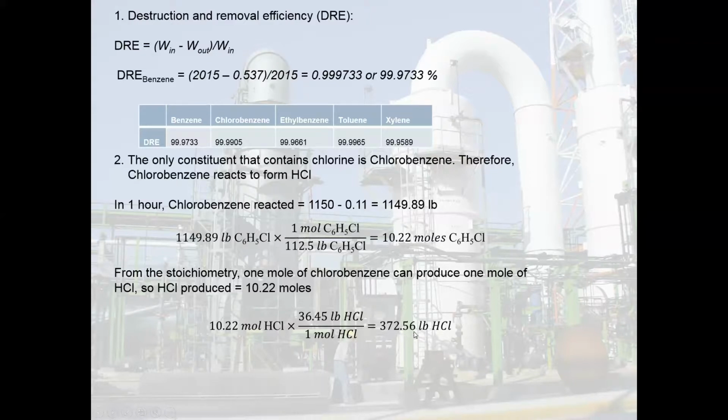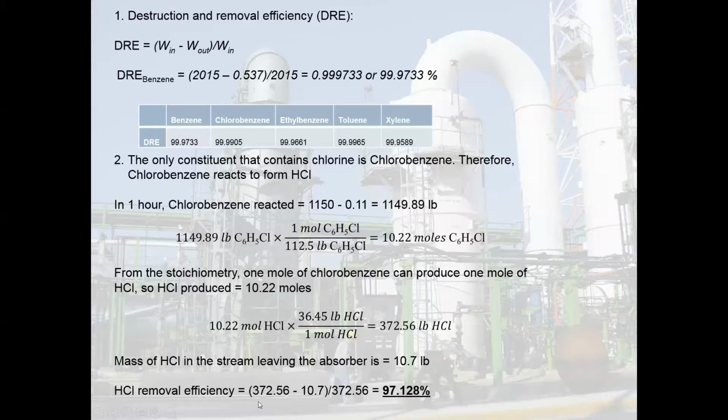372.56. Going back to our destruction and removal efficiency equation, and taking into account that we're given that the amount of hydrochloride leaving the stream is 10.7 pounds, we can then use that same equation to determine the destruction and removal efficiency. So very simple and straightforward calculations associated with thermal oxidizers or incinerators and their destruction and removal efficiency. So when you go to D2L, you can find a sample problem for homework that I want you to try using the destruction and removal efficiency.